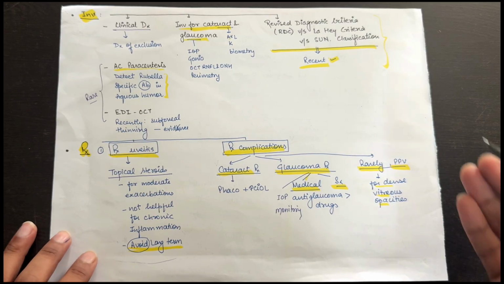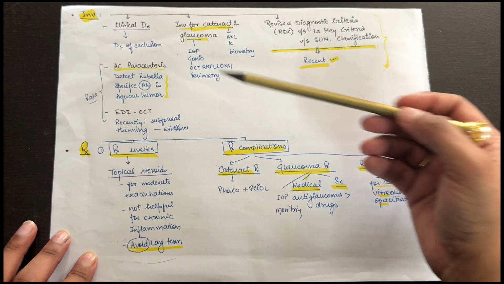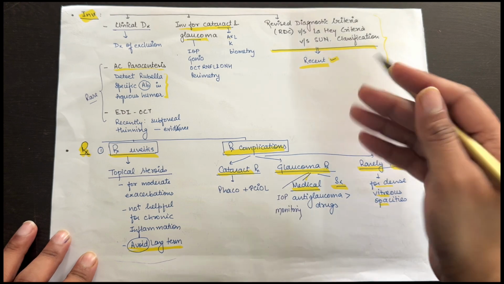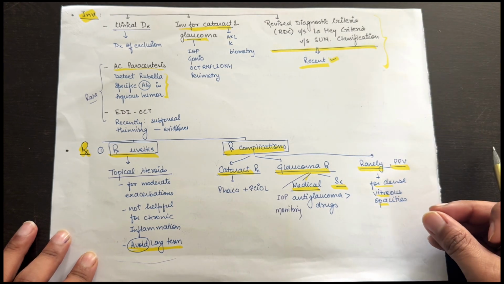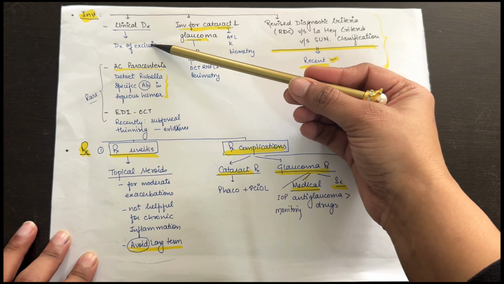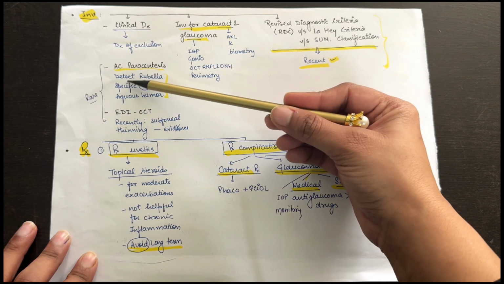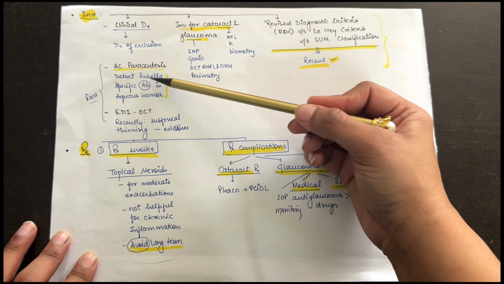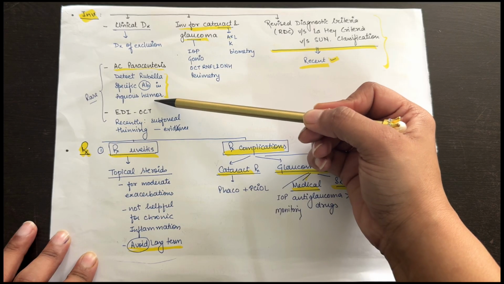Okay. So the next heading is investigation. In investigations, generally do not write a long list of investigations for Fuchs. Just keep it focused because mostly it is a clinical diagnosis. Very rarely, anterior chamber paracentesis is done mainly to detect rubella-specific antibodies in aqueous humor.